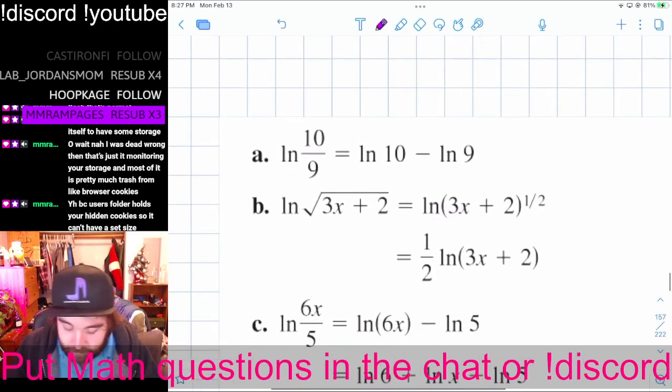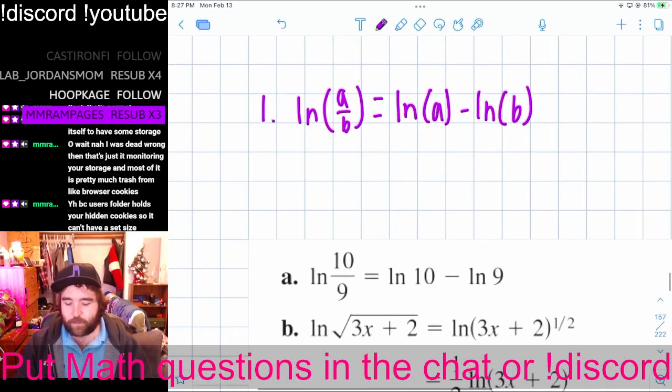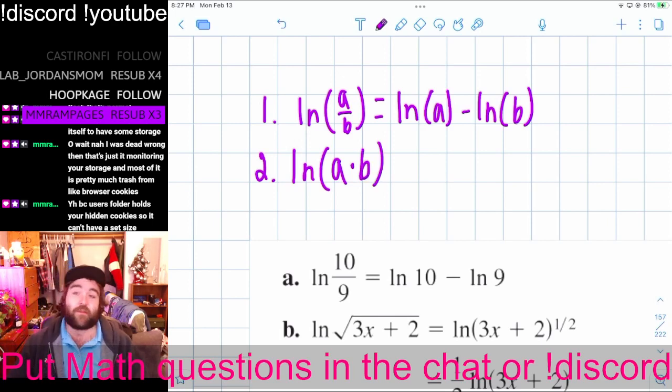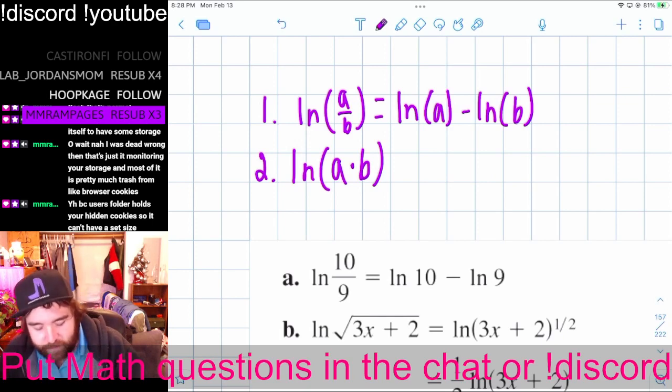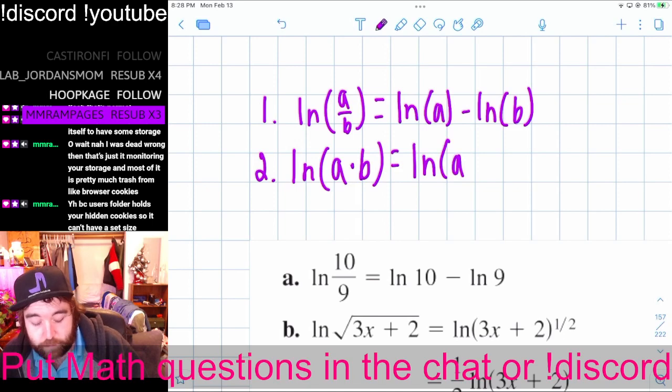So this is another really important property. One property they're actually skipping over there. I don't know why they didn't put it. I guess because it comes directly out of that one. You could derive it from that one. But similarly, if you have something that's multiplied, the ln of a times b, ln of something times something, that's going to change to addition. So that's going to be the ln of a plus the ln of b.